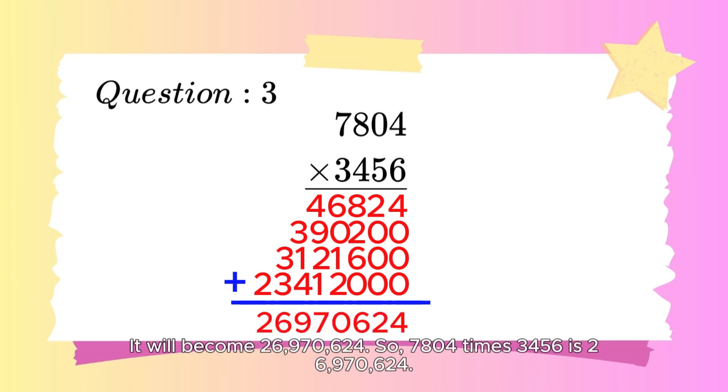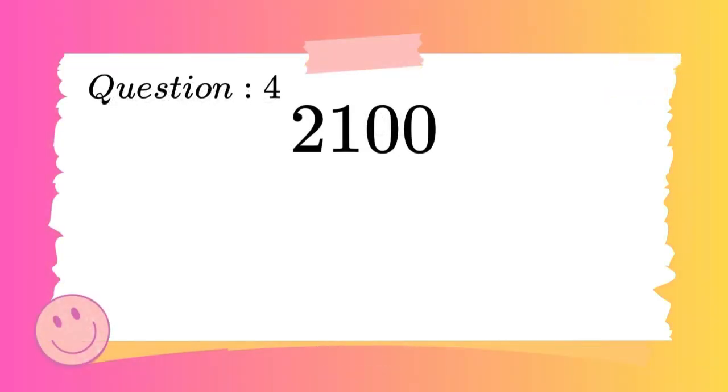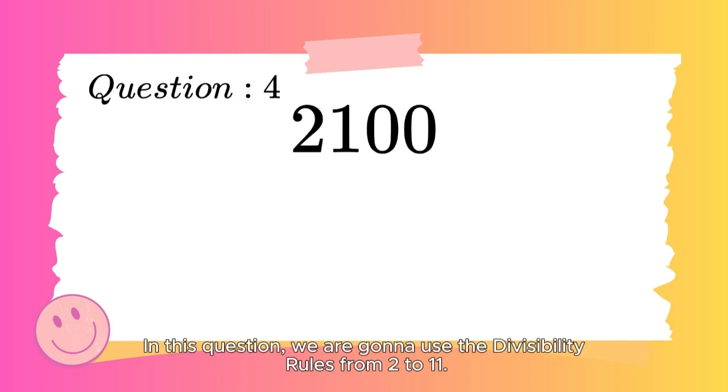It will become 26,970,624. So 7,804 times 3,456 is 26,970,624. Question 4. In this question, we are going to use the divisibility rules from 2 to 11.